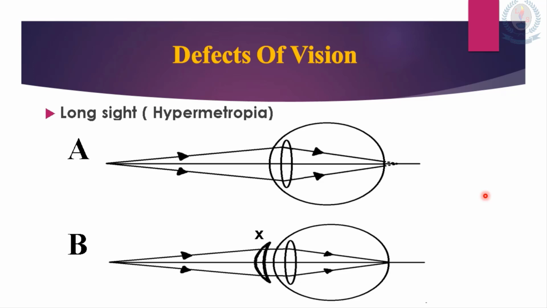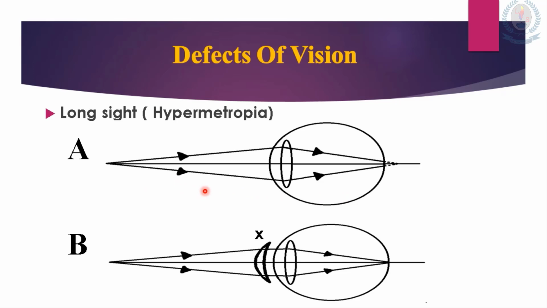This is the third part of the lesson, defects of vision. The first one, long sight, hypermetropia. Long sight defect is also known as hypermetropia. How can we understand long sight defect? If a person has hypermetropia, that person can see far objects clearly, but close objects become unclear.